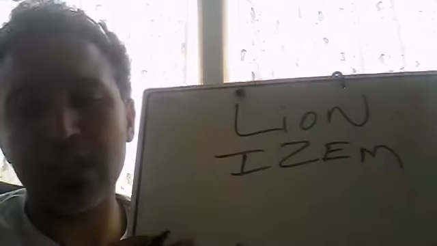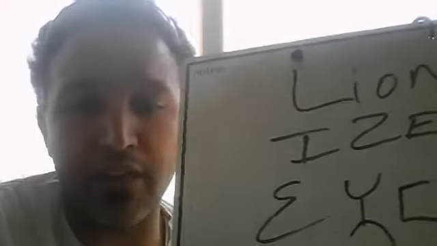is lion. Lion in Tamazight. What is a lion in Tamazight? It's ism. Ism. And the way we spell it is just like E, Z, and M. Ism. See? Ism is lion.